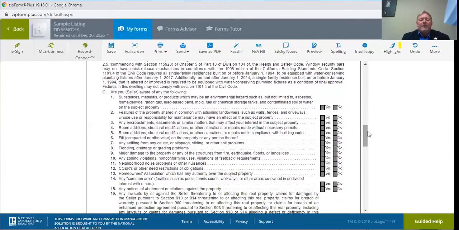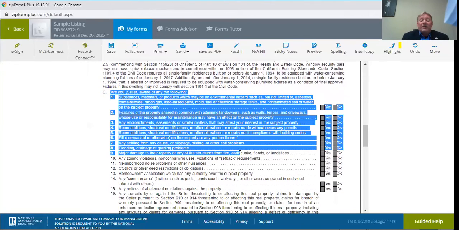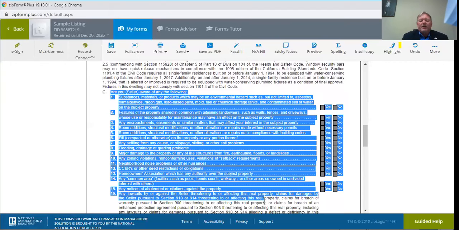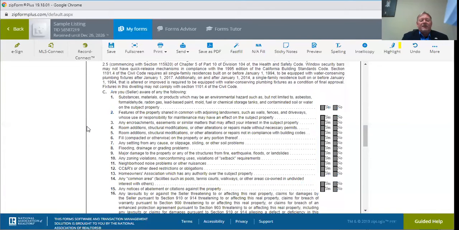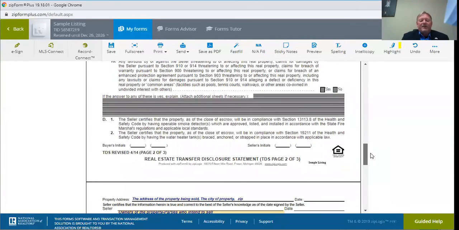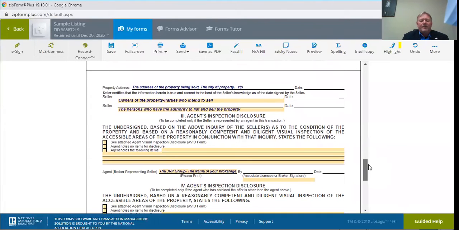This next section is a series of yes or no questions that talks about substances, features that are shared in common, and so on. So again, what we recommend, when we do our training, we actually will go over each one of these items with our agents, and we'll talk about what each one of these items stand for and why we're actually marking it yes or no. So again, this is going to be filled out in its entirety by the seller. If there are any questions that are marked yes, again, we have an area here as far as explaining, and then we'll put what the explanation is, and it's going to be signed by the seller.